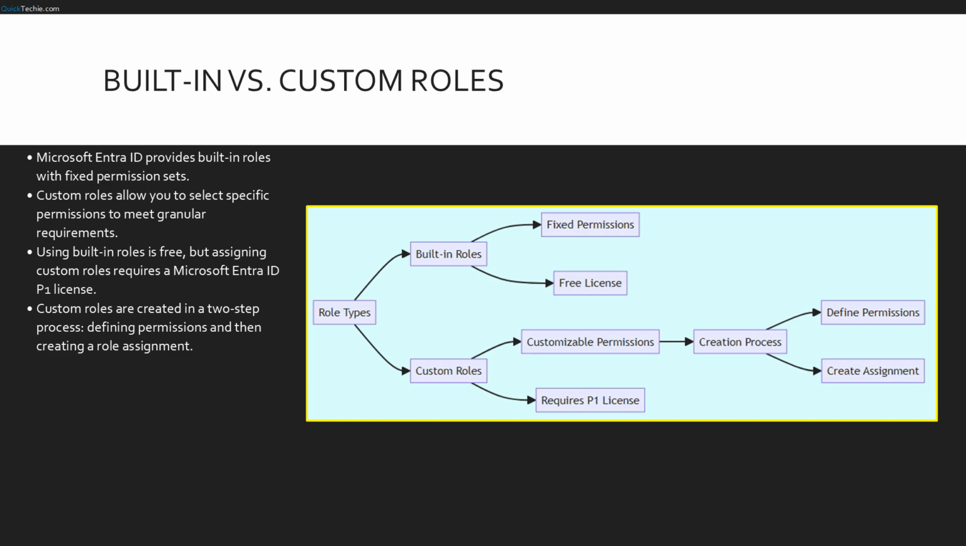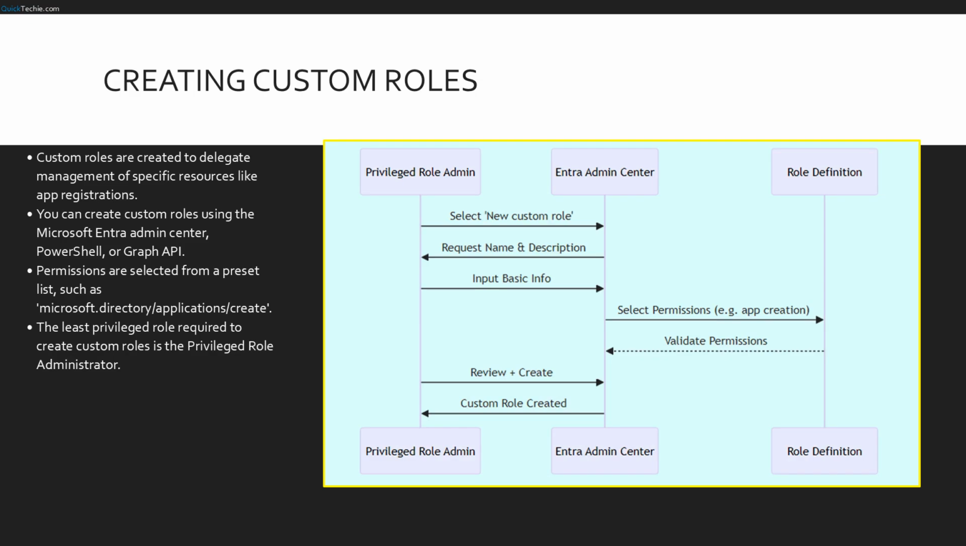Here we compare the two role types. On the top path, we have built-in roles. These are static, having fixed permissions, and importantly, they are free to use. On the bottom path, we see custom roles. These offer customizable permissions, but trigger a P1 license requirement for users assigned to them. The creation flow for custom roles is shown at the end. First, you define permissions from the available list, and then you create the assignment to grant those permissions to a user.